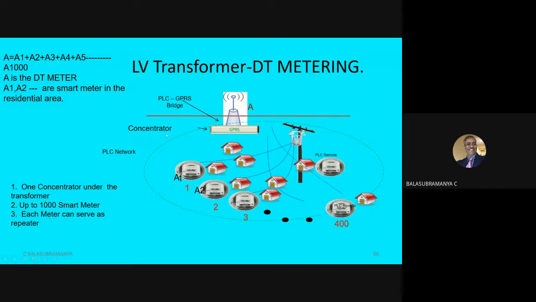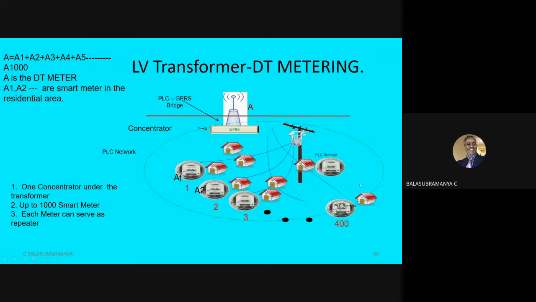Each meter can serve as a repeater actually. Okay, so here A is nothing but A1 plus A2 plus A3, where that is the reading of all these meters actually. Okay, fine. A1, A2, etc. And A is the data, A is the DT meter. So A is equal to the sum of these things. If there is any sort of leakage, it will be immediately known.